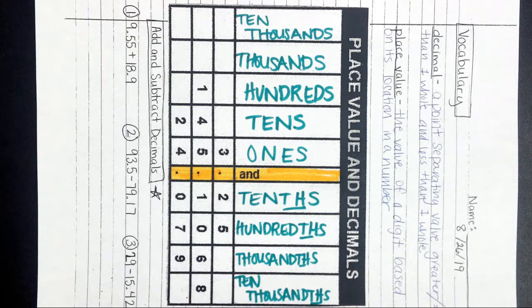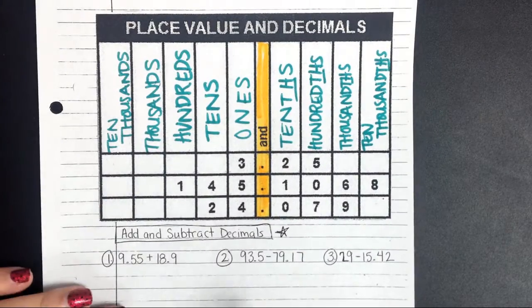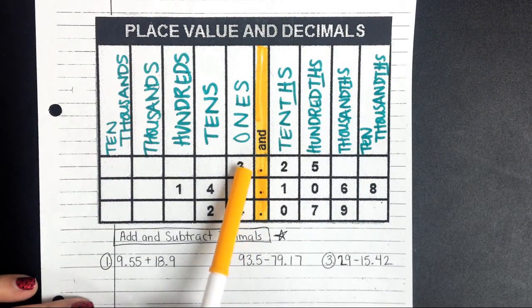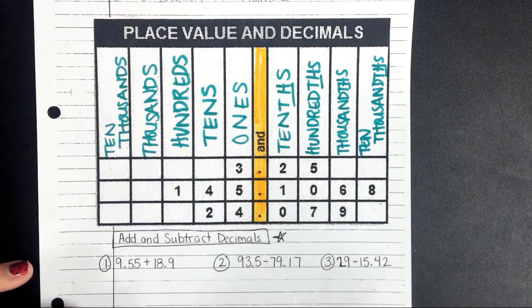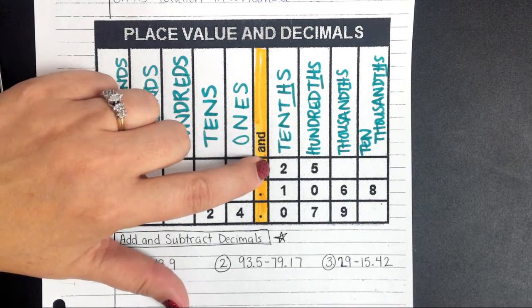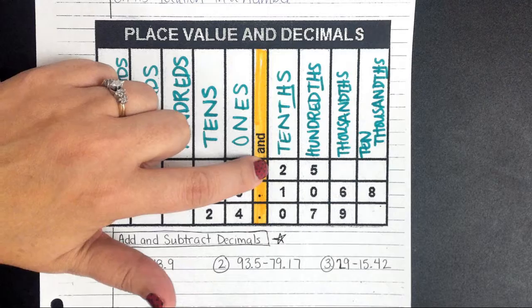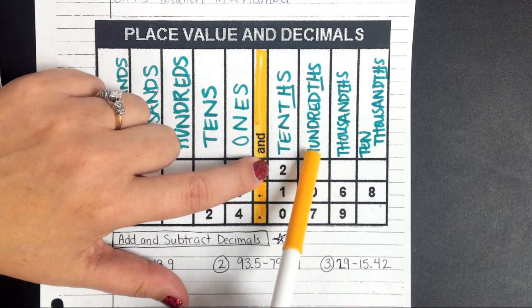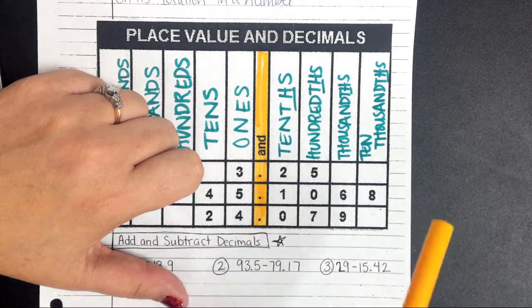Everybody good so far? Okay, I'm going to flip it and let's look at this. When I read this number, it will be 3 and then I would read my decimal. The way you read a decimal number, it has a little rhyme. First you say the name as if there were no dot. So that's what? 25. Then you say the name of the last place value spot. The last place value spot it's in is hundredths. So we would read this as 3 and 25 hundredths.